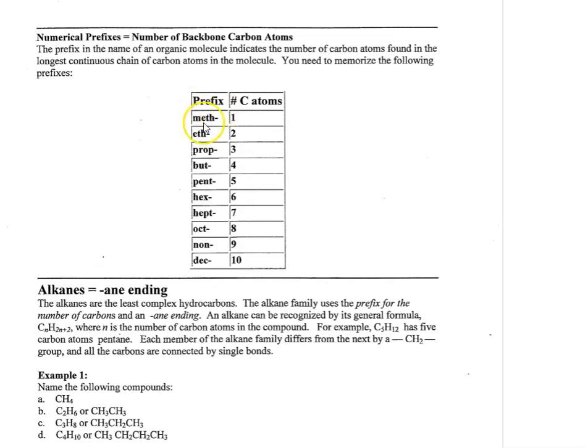The prefix for one carbon is meth, two carbons is eth, three is prop, four is but, five is pent, six is hex, seven is hept, eight is oct, nine is non, and ten is dec. Literally, we will be using this a ton, so please write them out.